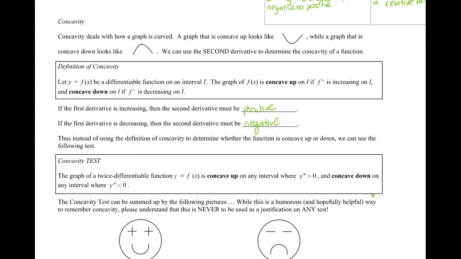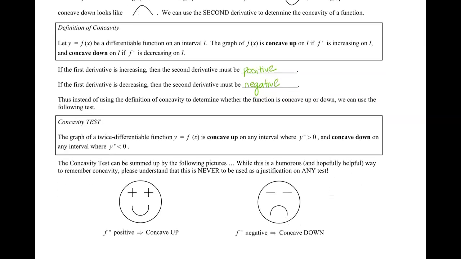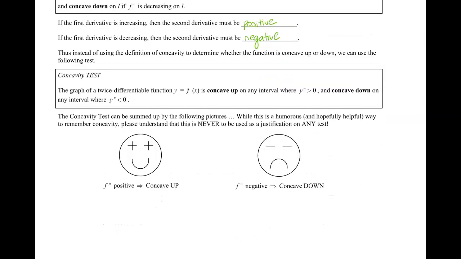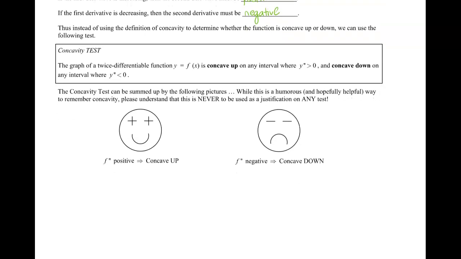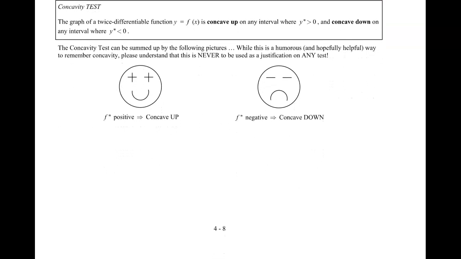Alright, so this uses the definition of concavity to determine whether the function is concave up or concave down. We can use the following test. So what is this concavity test? It says that the graph of a twice differentiable function y equals f of x is concave up on any interval where y double prime is greater than 0, and concave down on any interval where y double prime is less than 0. Basically, the concavity test can be summed up by the following pictures, and while it's kind of humorous, it might be helpful to remember concavity. Please understand that this is never a justification on any of the tests.